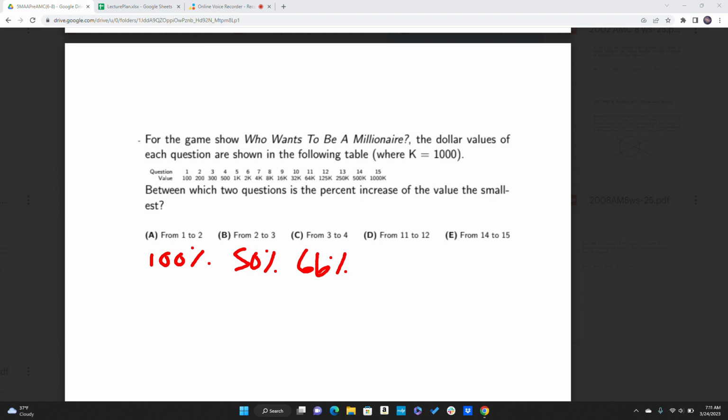From 11 to 12, we've got just under a 100% increase, right? Because 64 times 2 would be 128, so we're just short of that. So we've got less than 100%, but not too far off. And then from 14 to 15, that's a 100% increase. So what's our smallest here? That would be from 2 to 3, which is only 50%.